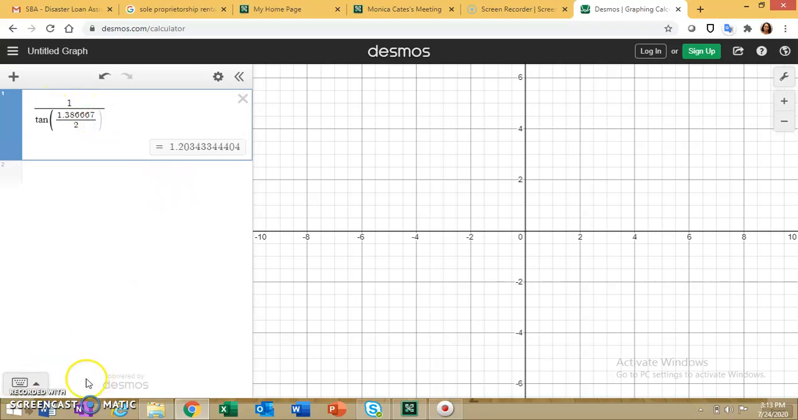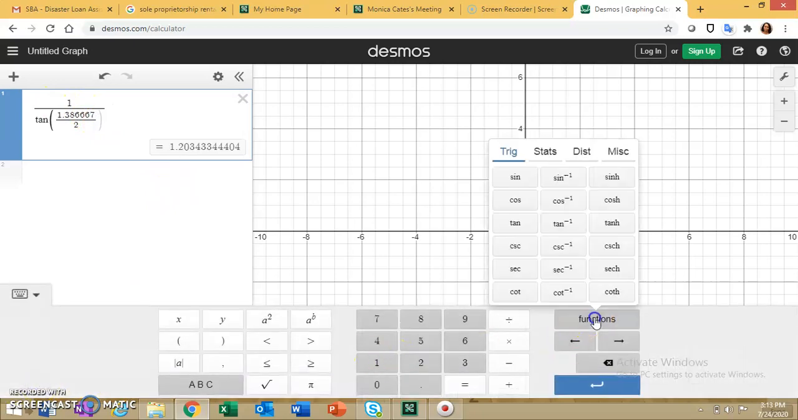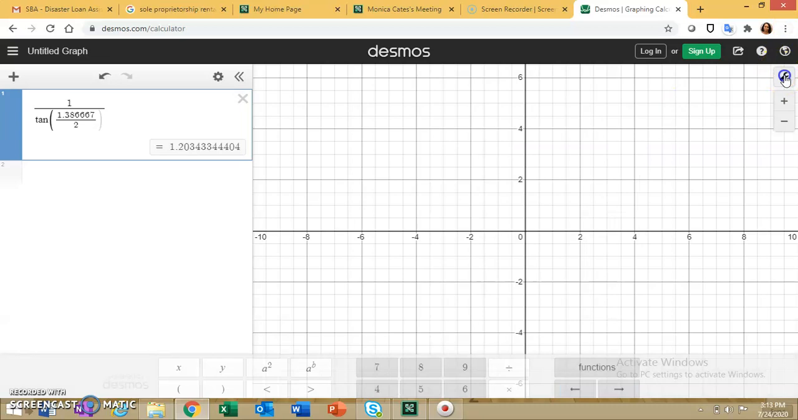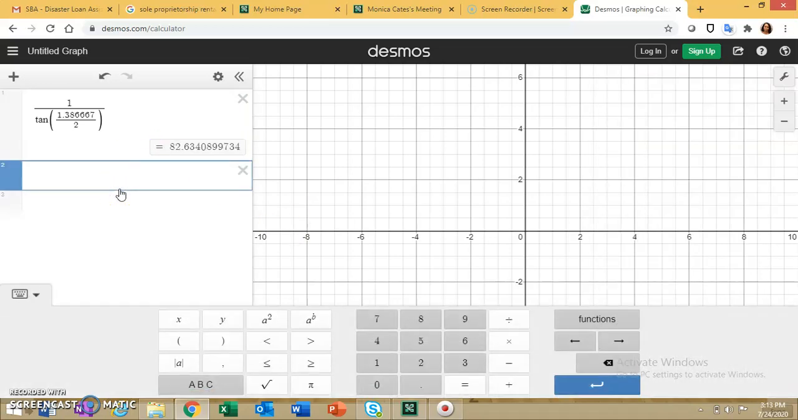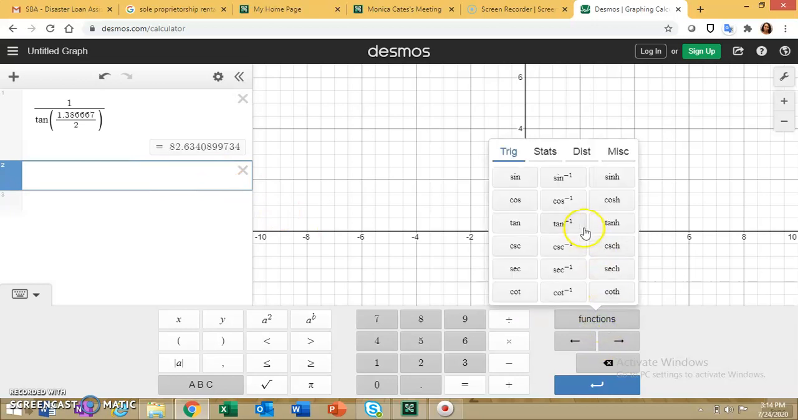And that does not look right, so I need to make sure. Sorry, I am not in degrees. So notice this radians is highlighted. I need to change it to degrees. And there, that looks a lot better. So that's letting me know that my distance D is 82.63. Let's do it with cotangent instead, just to see.